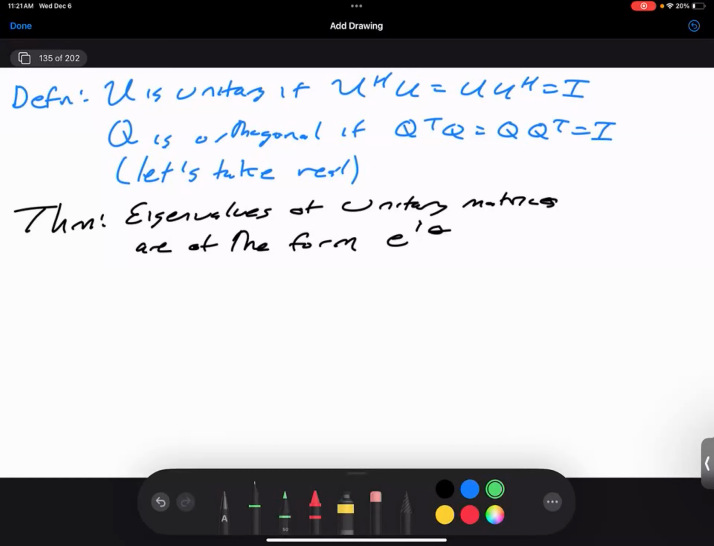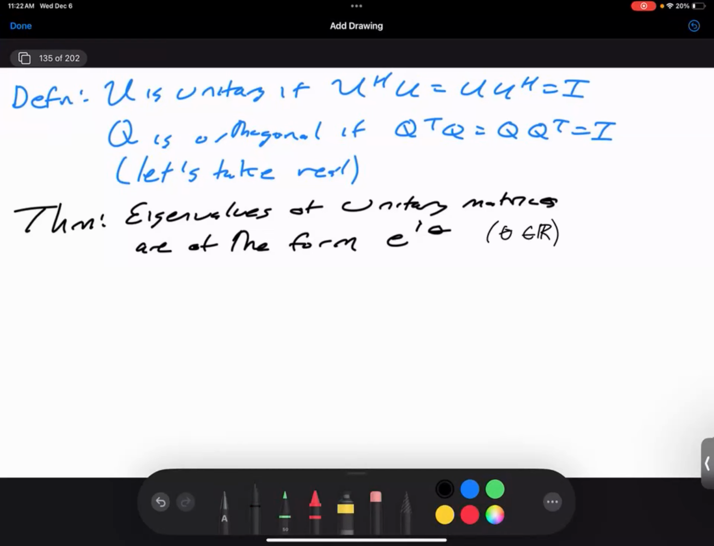Is e to the i theta always going to be real? No. Can I order the eigenvalues, however? Yes. So now I have a nice parameter theta. And again, it's not stated here, but theta is real. If theta was not real, this would be a stupid statement, right? If I allowed theta to be complex, then okay, so you're saying the eigenvalues are numbers. Wonderful.